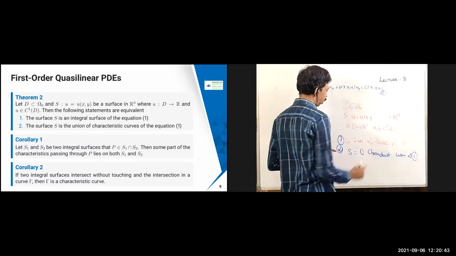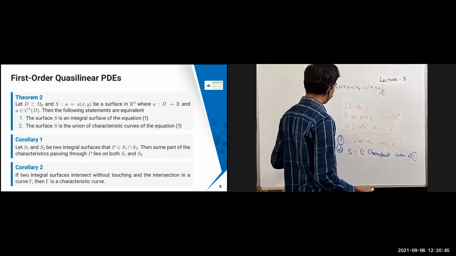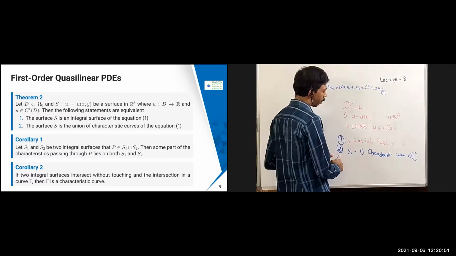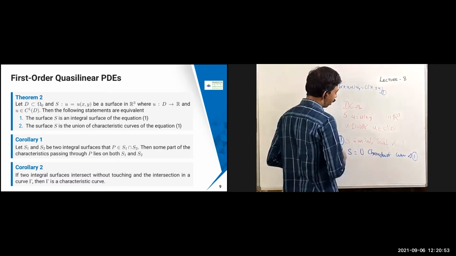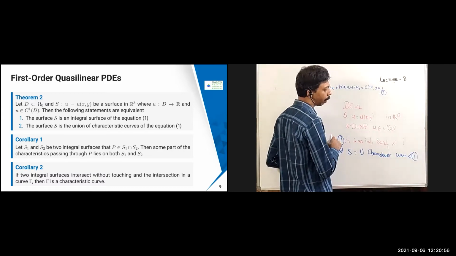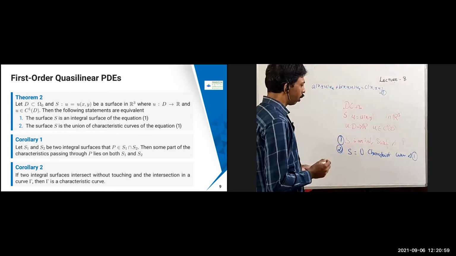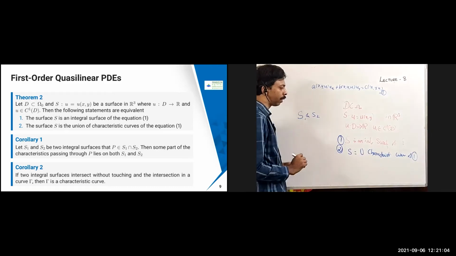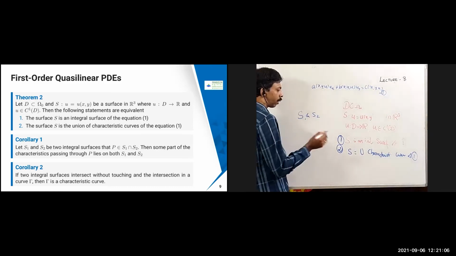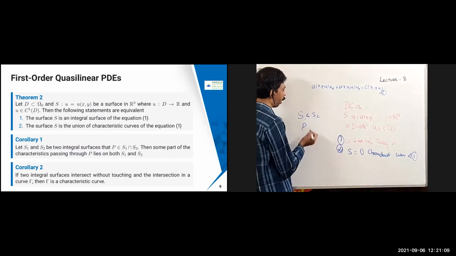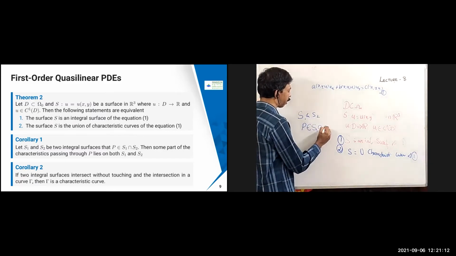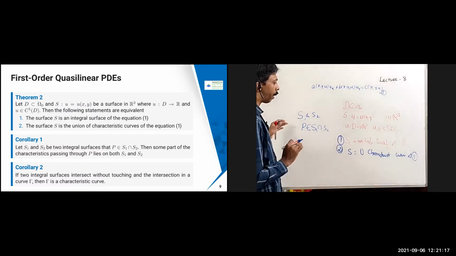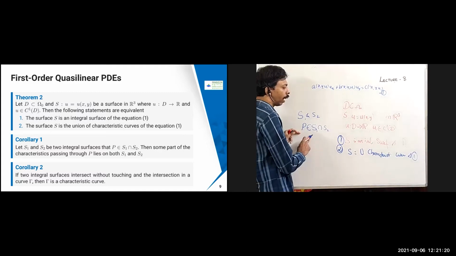So S is an integral surface of 1 implies that S is equal to the union of characteristic curves of 1. Similarly, if S is the union of characteristic curves of 1, that implies that S is an integral surface of the equation. As a corollary, suppose S1 and S2 are two integral surfaces such that there is a common point P belonging to S1 intersection S2. Then some part of the characteristic curve passing through P lies on both S1 and S2.